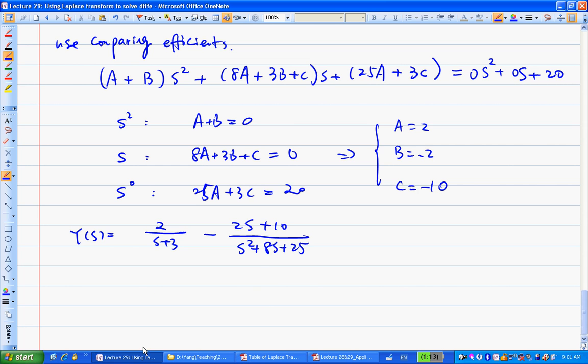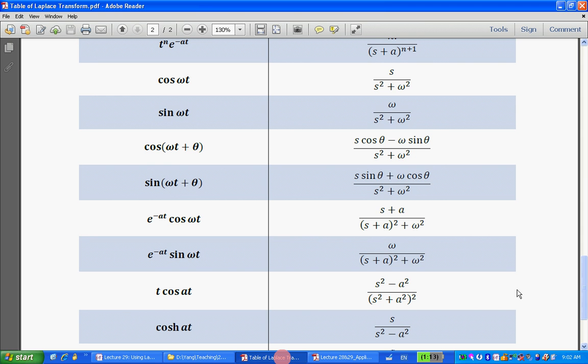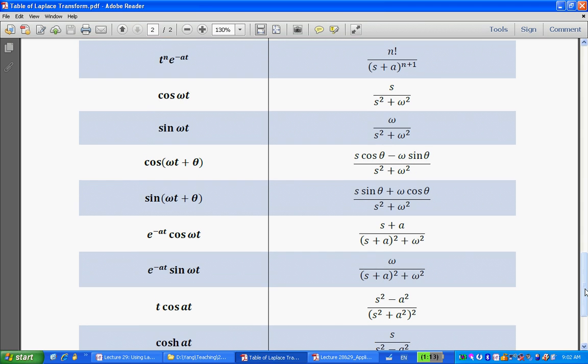Because you see, for this one here, the denominator is in quadratic format. And you look at the table here, the only ones that have a quadratic are either this or this, right? I guess we're not going to use this one because there's no constant multiplied by s here. So this one here, when you expand it, this (s plus a) squared plus omega squared, that's basically s squared plus 2as plus a squared plus omega squared, right? That's pretty close to what we have in the numerator here.